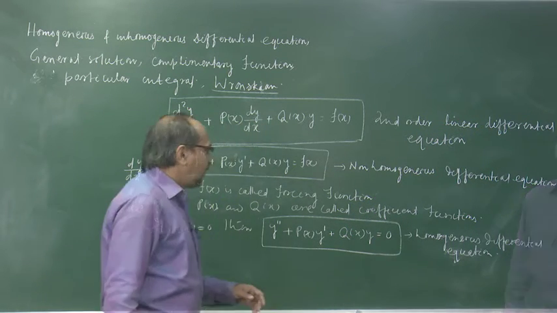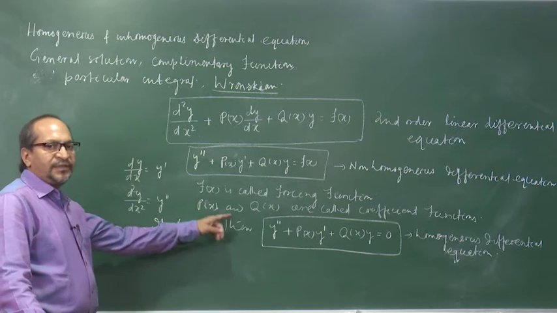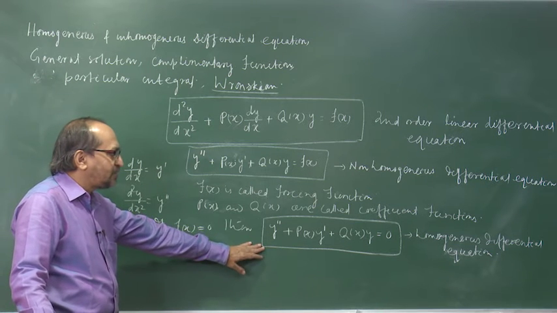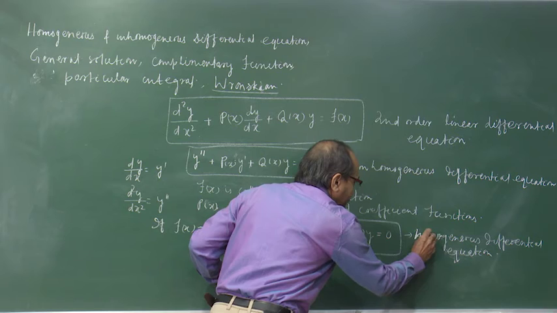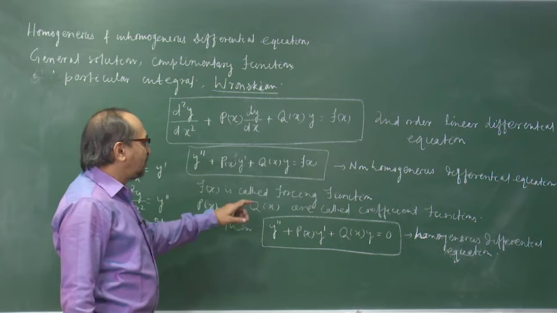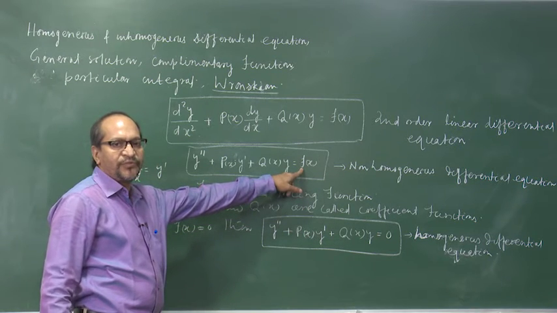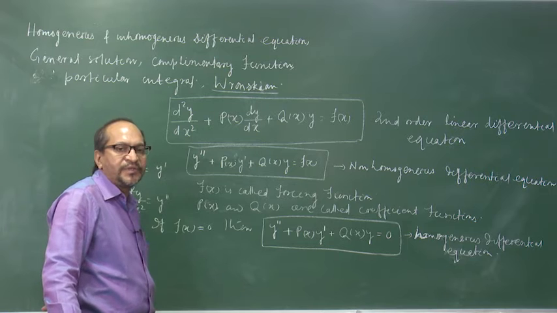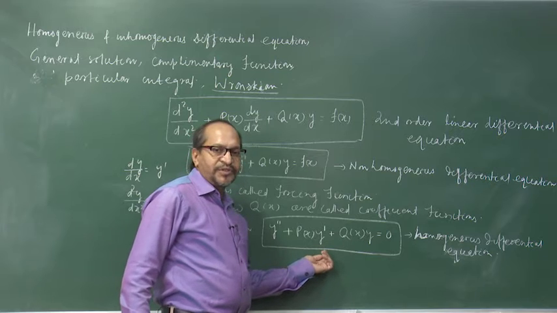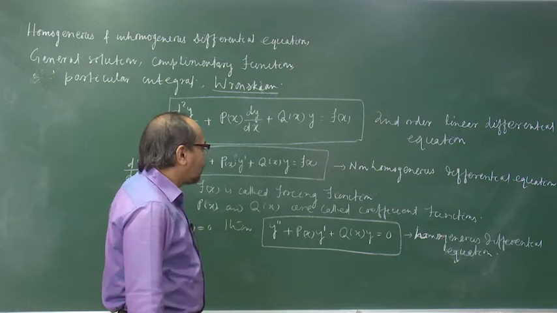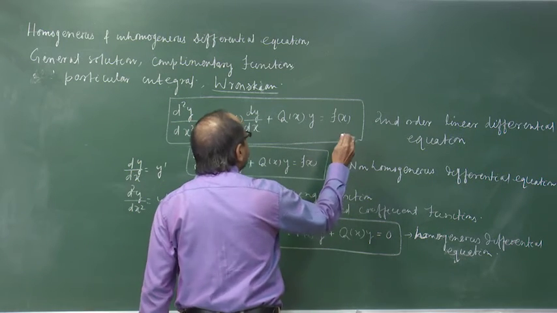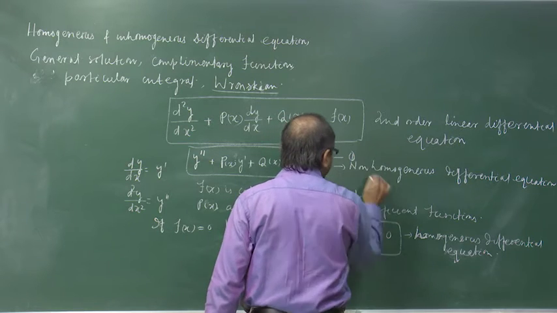If f of x is equal to 0, then this second order differential equation becomes a homogeneous differential equation. When it is not 0, it is equal to a forcing function, then it is called a non-homogeneous differential equation. And the solution of this homogeneous differential equation is called complementary function. We write it as YH. Suppose this is our equation 1, this is equation 2.